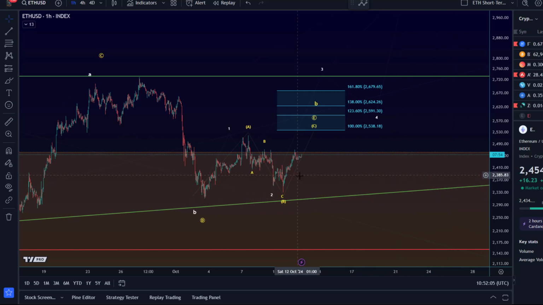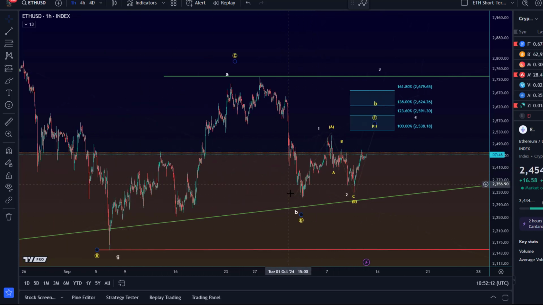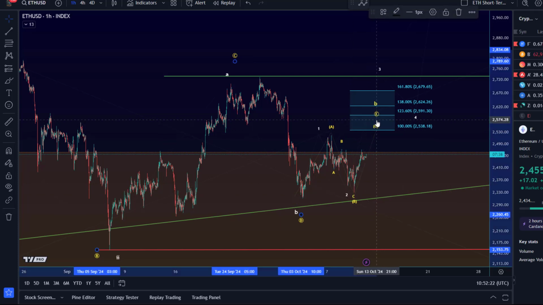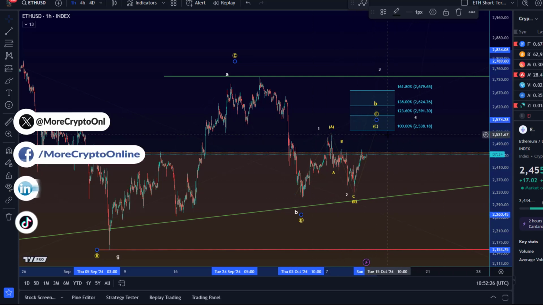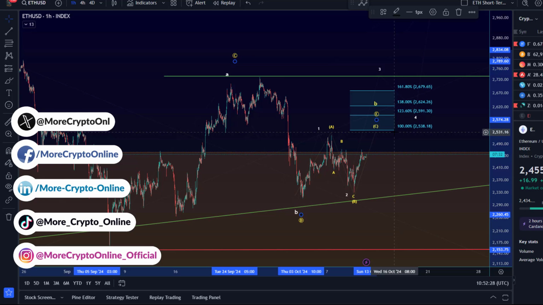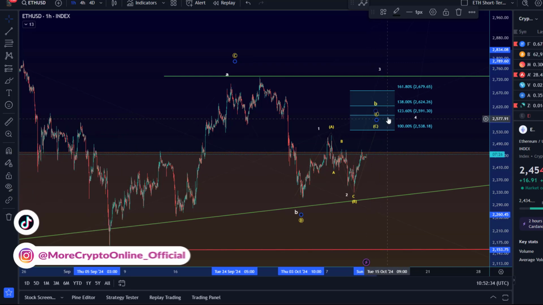On the Ethereum chart, we can still see the market is following that yellow scenario we talked about yesterday. The price did hold those previous swing low supports around the 2,300 level, 2,330. And we seem to be moving up in what would be wave C of E of B in the yellow scenario. The 100% extension still remains one of the key targets for wave C in yellow, and it's at 2,538, and we are currently moving towards it.